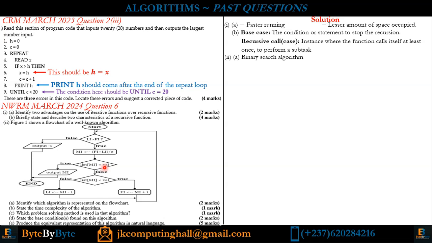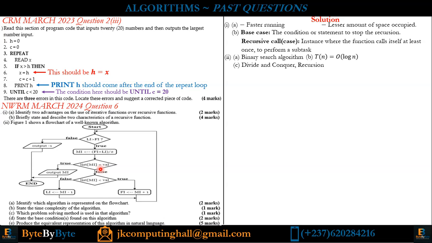The B part, state the time complexity of the algorithm. For a student who went through the notes, you will know that the time complexity of a binary search algorithm is O, big O of log n. The C part says which problem solving method is used in the algorithm. So this algorithm, which problem solving method is being used here? It is divide and conquer, because the binary search uses divide and conquer, and recursion. Yes, because the binary search also uses recursion. So that's the answer to the C part.